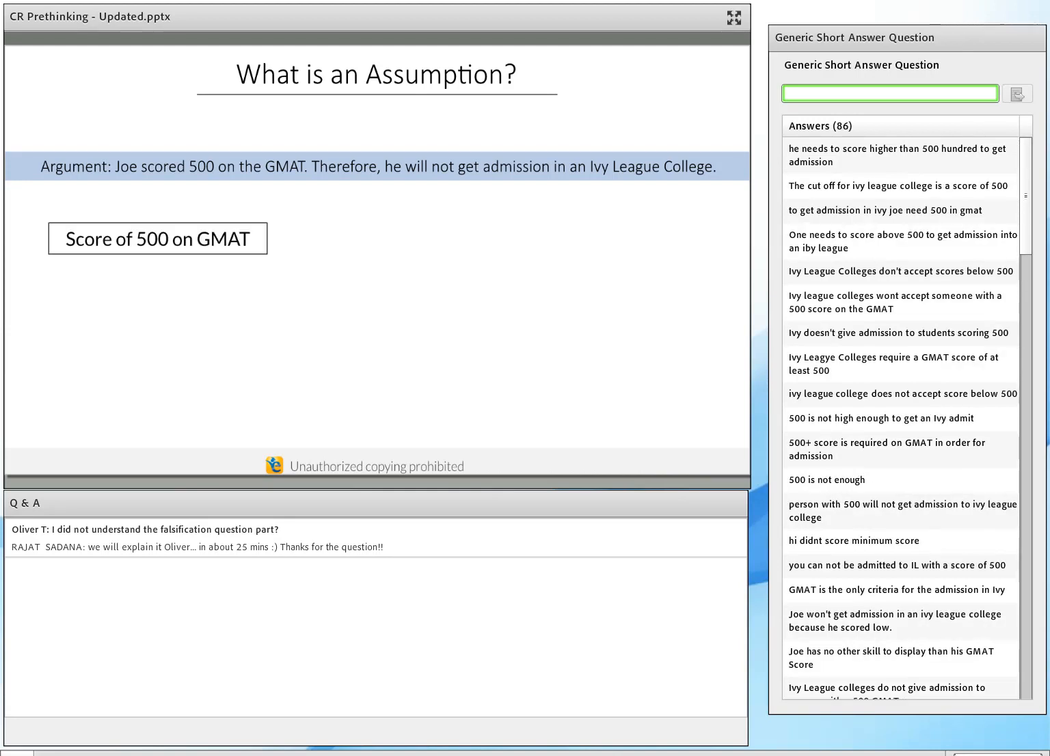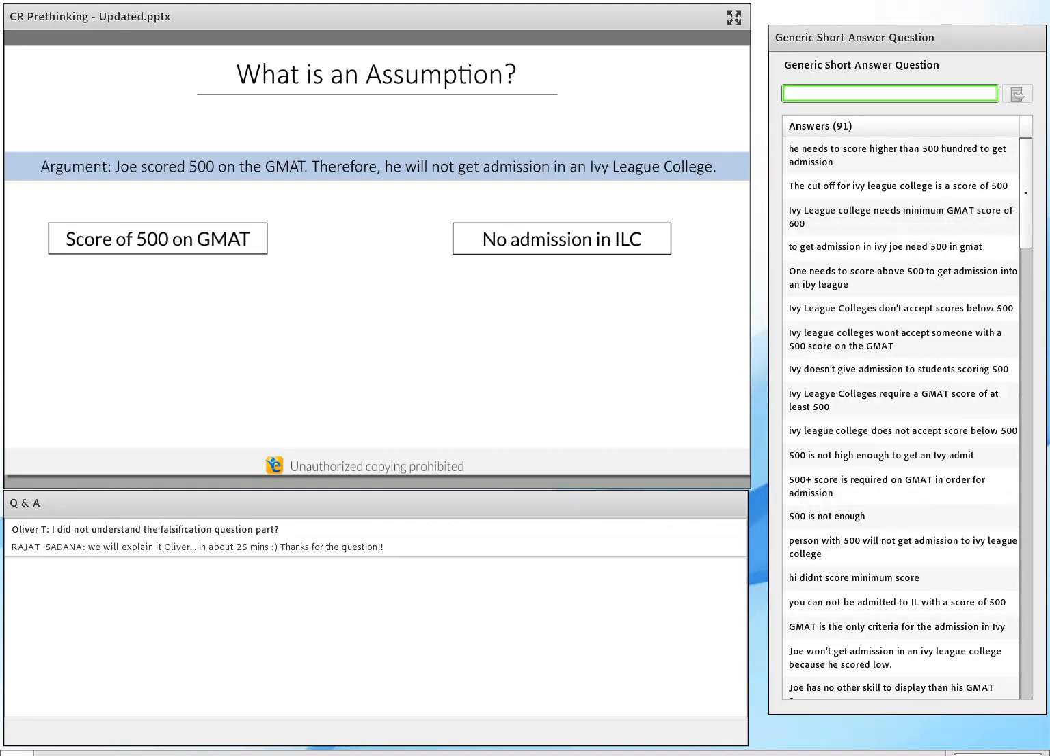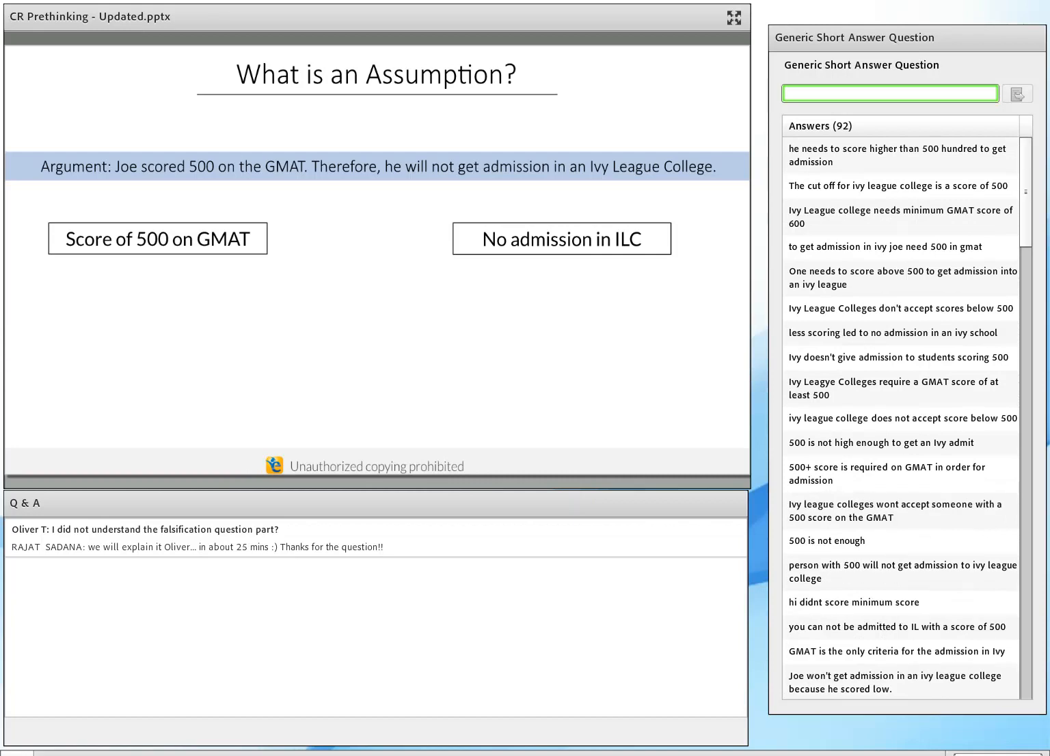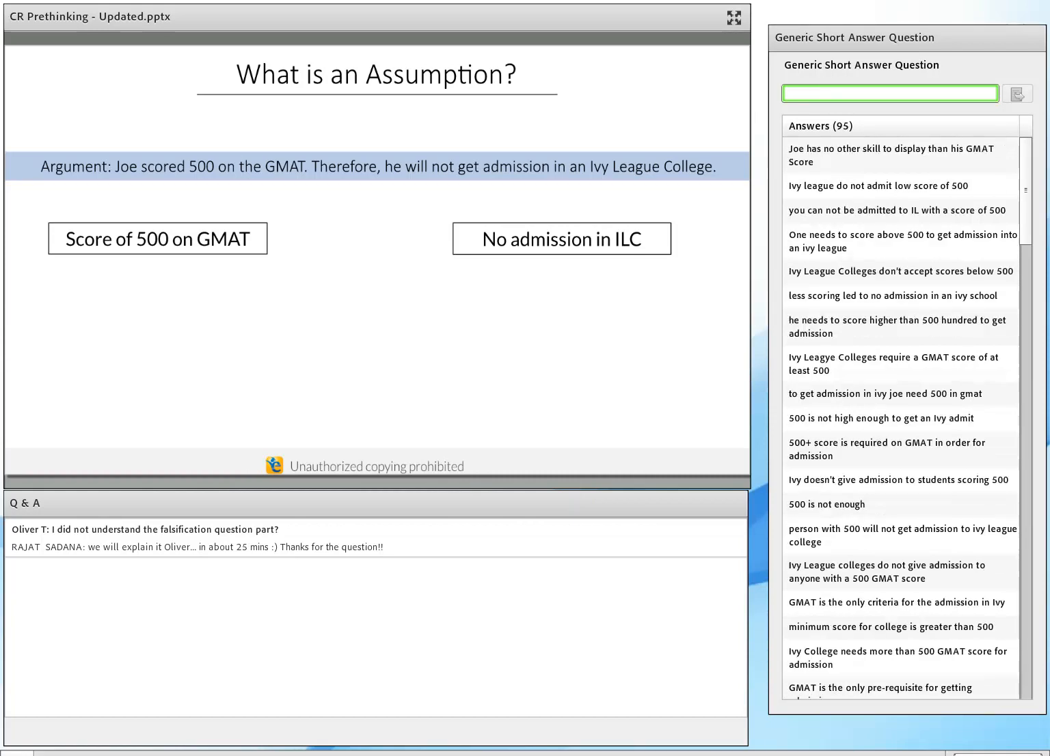So, very simple argument. The author gives us a data point, and what is that data point? Joe scored 500 on the GMAT, and then based on this, the author makes a claim, which is that, hey, Joe will not get admission in an Ivy League college. So if you think about the structure of this argument, and I know many of you probably didn't think about it in this analytical fashion. Why? Because this argument's really close to your heart. You absorbed it right away.